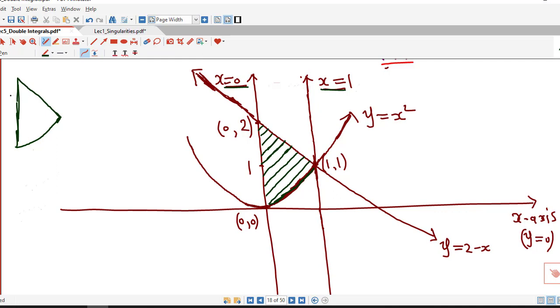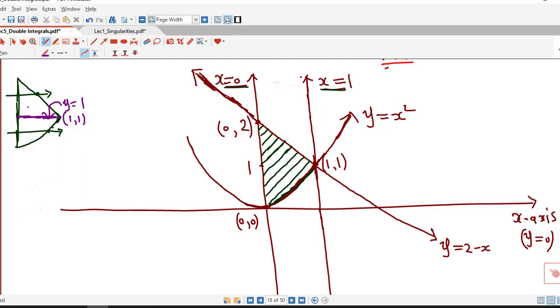If we consider a horizontal line in this part of the region, it will leave on the line, and if we consider a horizontal line in this part of the region, it will leave on the parabola. So in this case we have to divide the region into two sub-regions from this point. If we draw this horizontal line, this point is 1 1, so this line is nothing but y equal to 1.